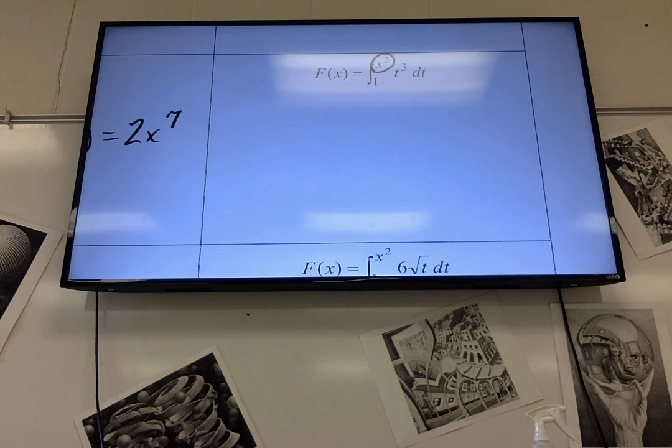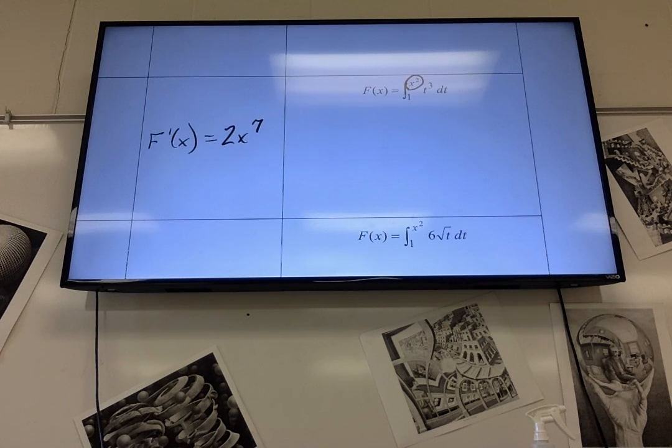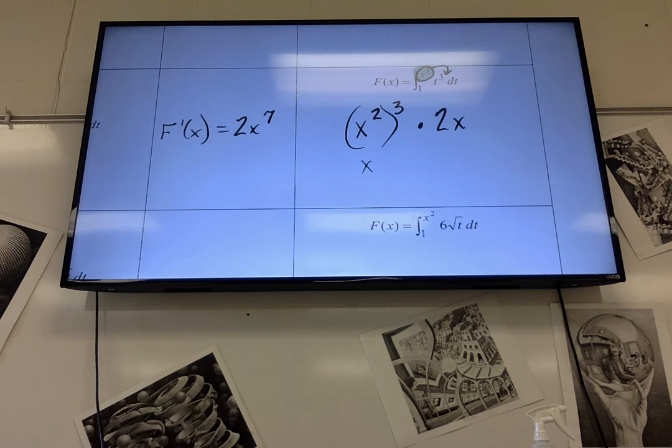Oh, that's on the wrong one. We skipped 2. I skipped 1. Never mind. I read them wrong. So I put that in here for the t. So it's x squared cubed. And then you times it by the derivative of x squared, which is 2x. So this is x to the 6th times 2x. You add the exponents. Notice we got the same thing. Wow, that was easy. It is.